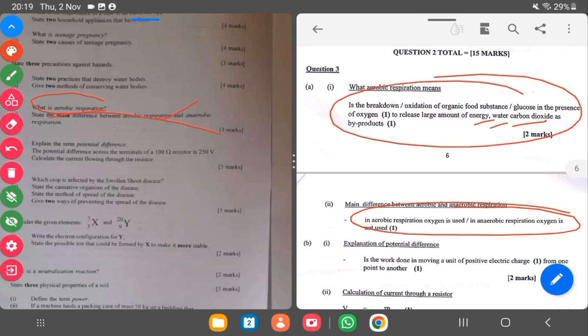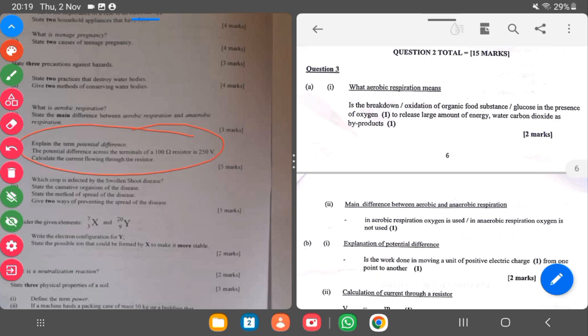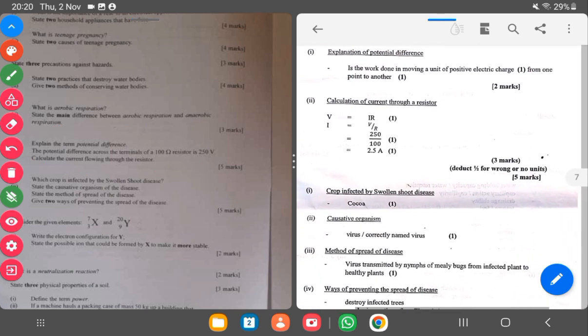Then you have another question on electrical energy, which I always talk about. Electrical energy. You've seen it time and time again, even in the practicals. So it's the work done in moving a unit charge from one point of a conductor to another. So they went on to ask for the current, which has the unit ampere. V equals IR, you make I the subject, input the figures and then get your answer.